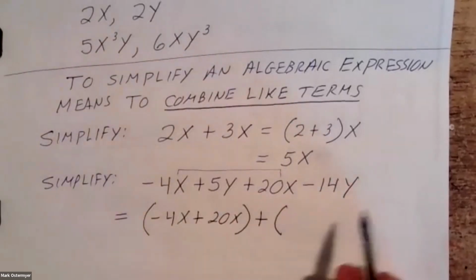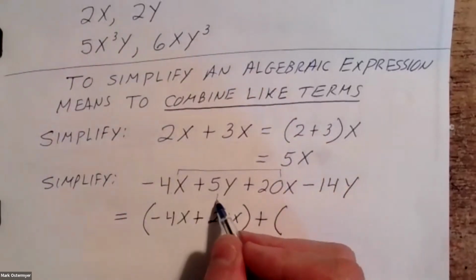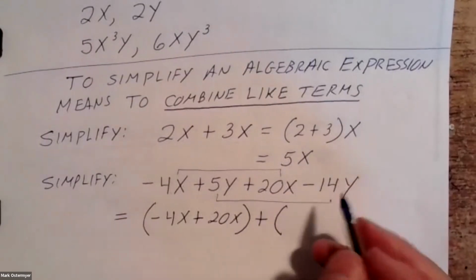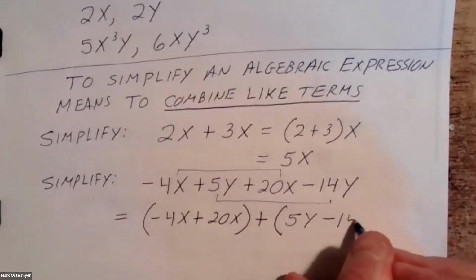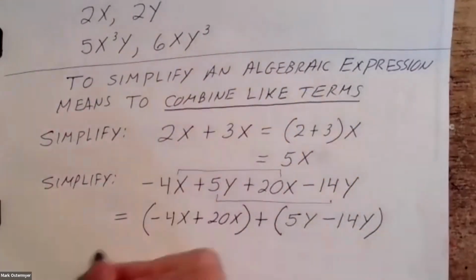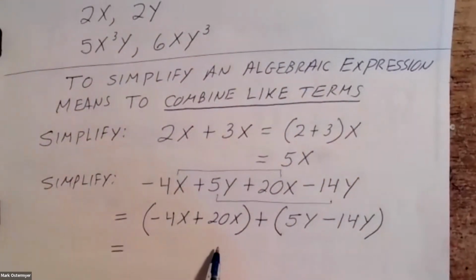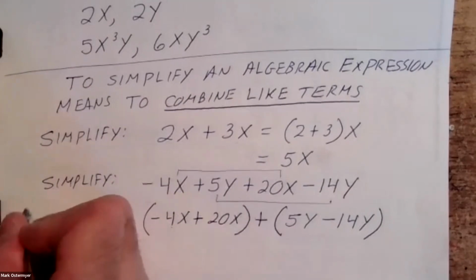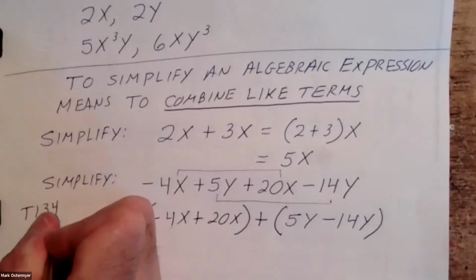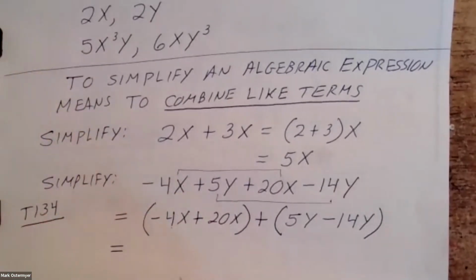Plus, and then I'm going to group together my other like terms of y. 5y is a like term with negative 14y. Now that we have like terms grouped together inside separate parentheses, it's easier to see how to combine them. What's a negative 4x added to 20x? Well, you can use a calculator in this class. The TI-34 Smart View is recommended.